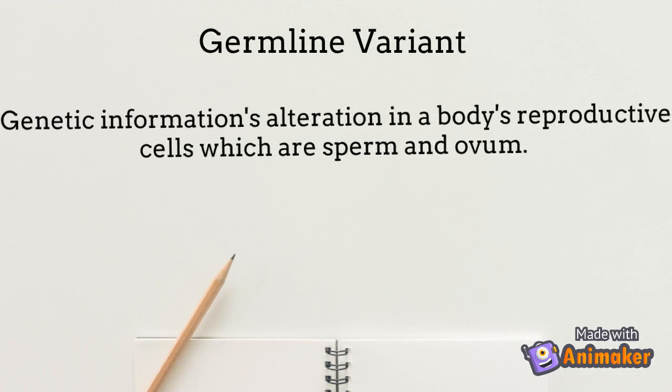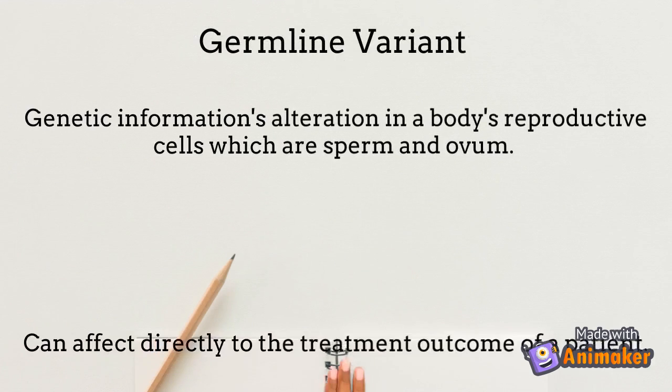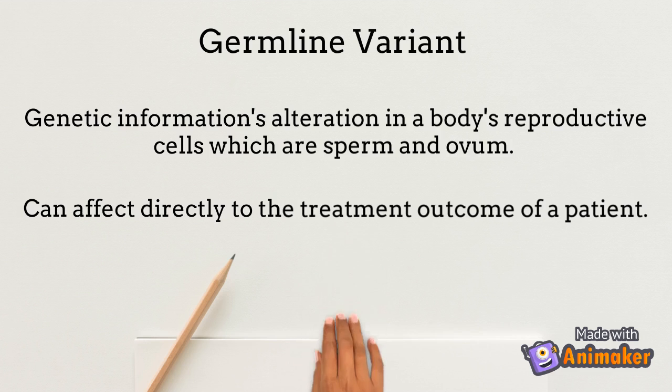Moving on to the definition of germline variation. Germline variation is the alteration of genetic information in reproductive cells, which are sperm and ovum. This mutation can affect directly the treatment outcome of a patient.